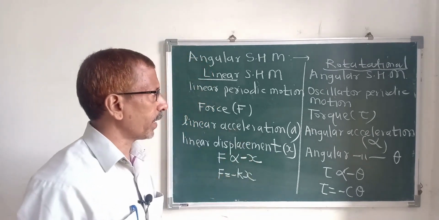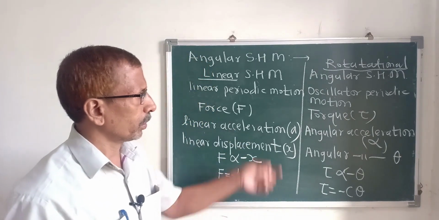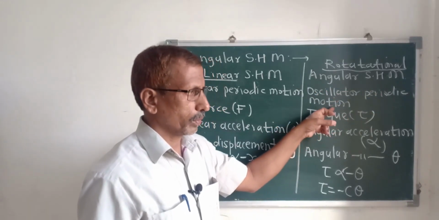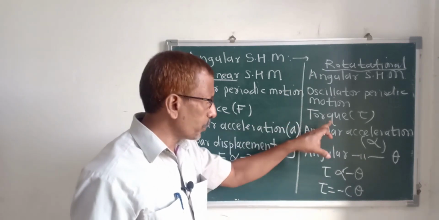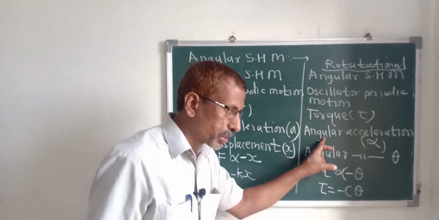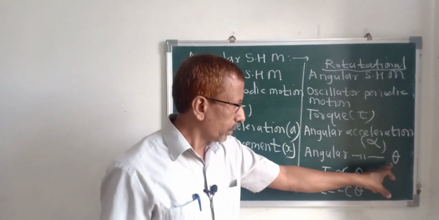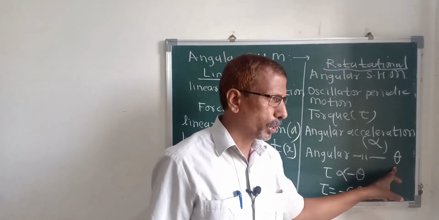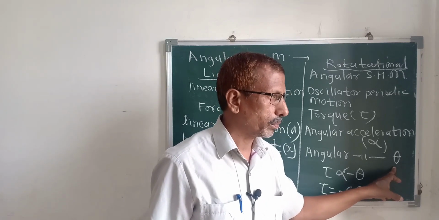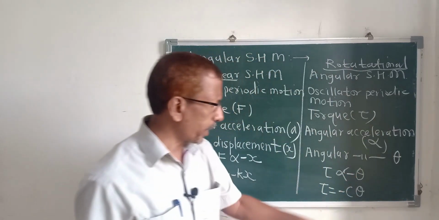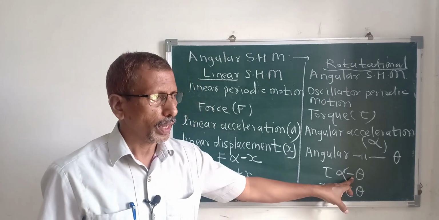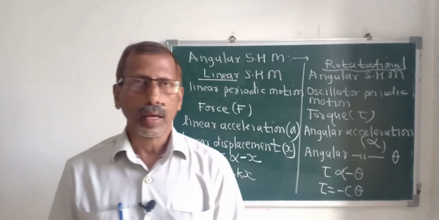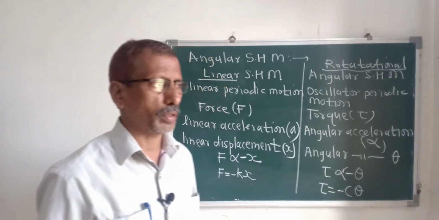So we define angular simple harmonic motion: the oscillatory periodic motion of a body in which torque or angular acceleration is directly proportional to angular displacement, and its direction is opposite to angular displacement. Such a motion is called angular simple harmonic motion.